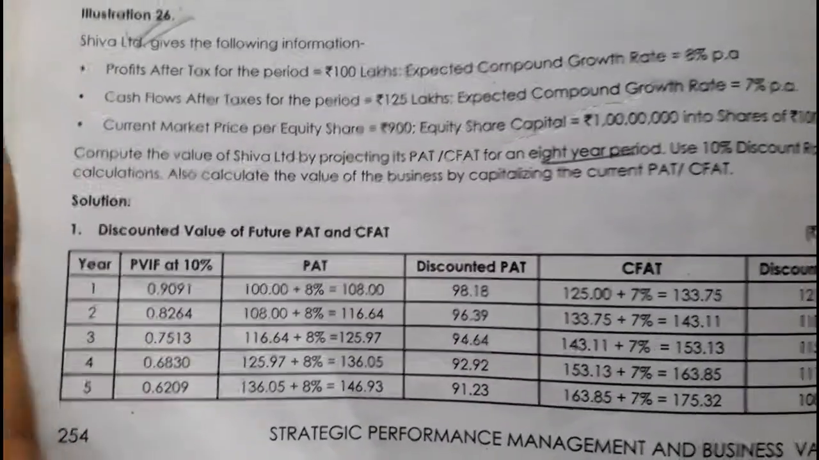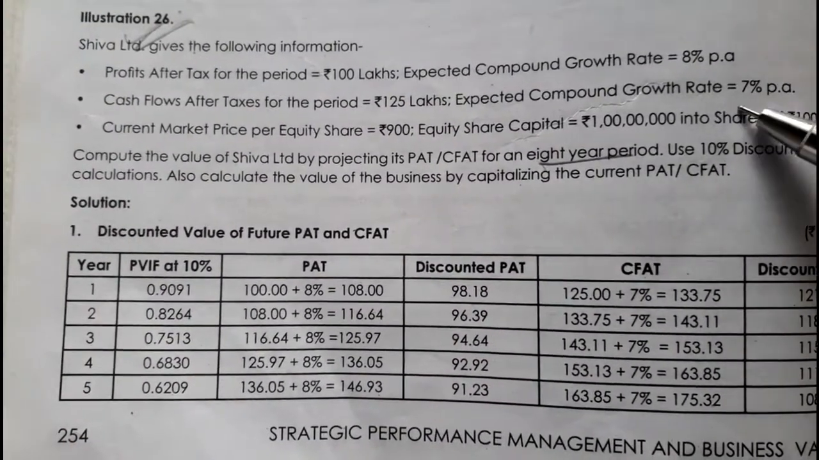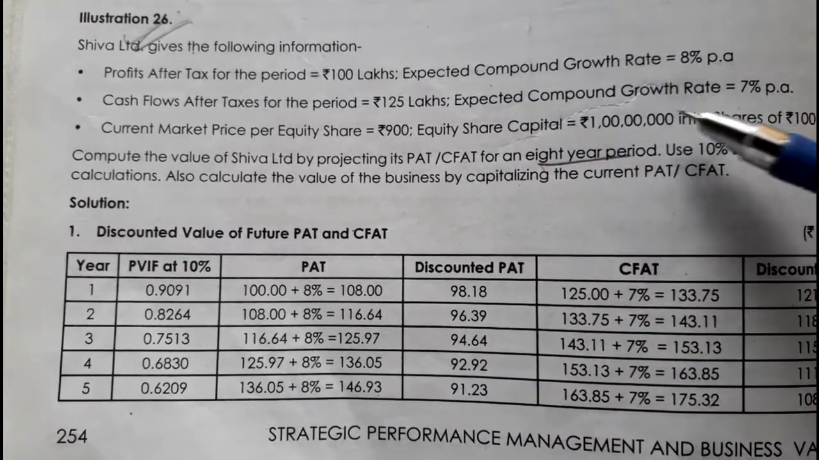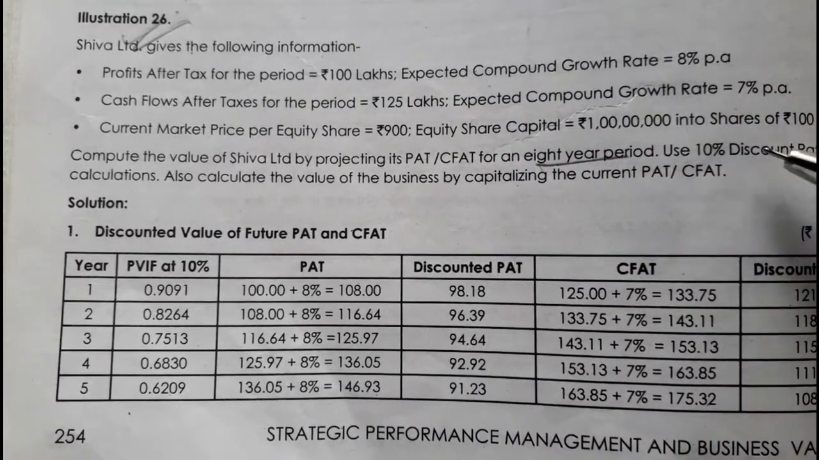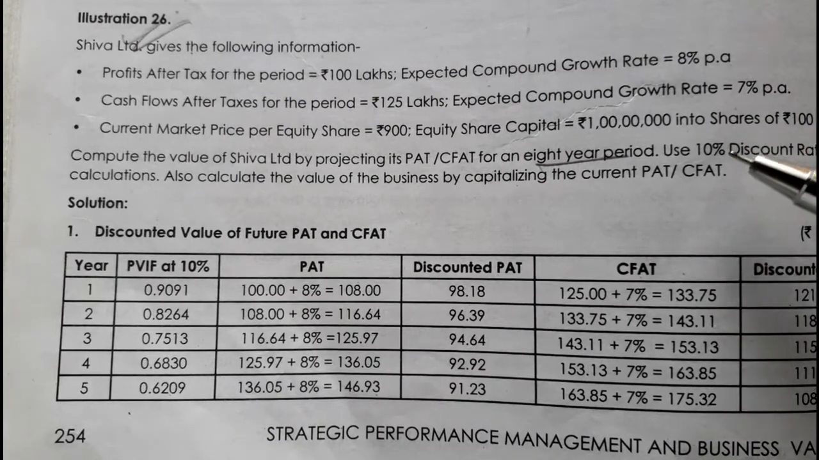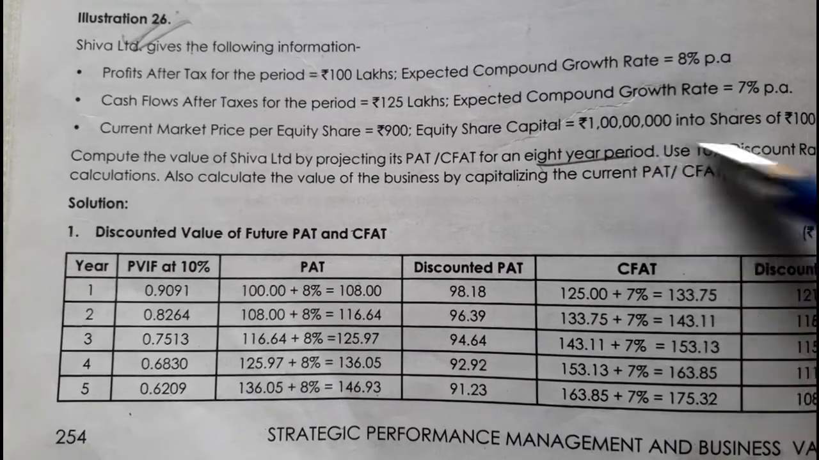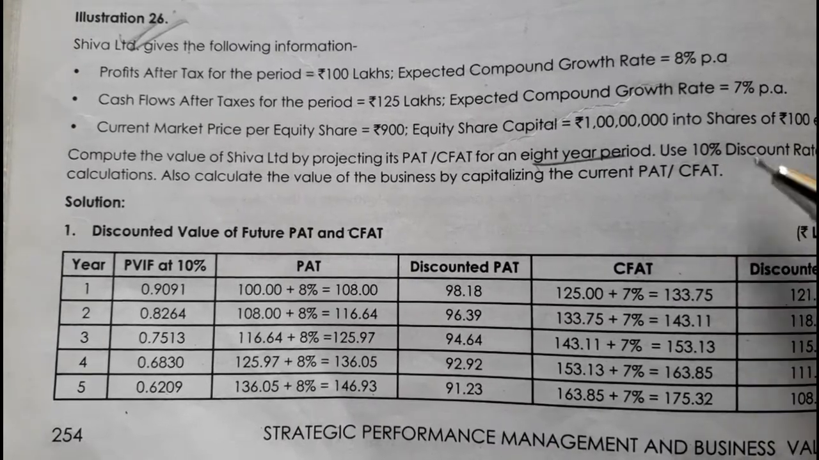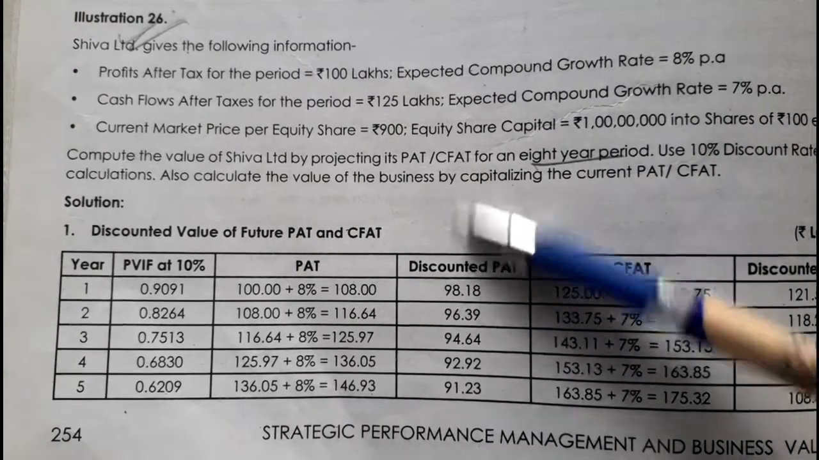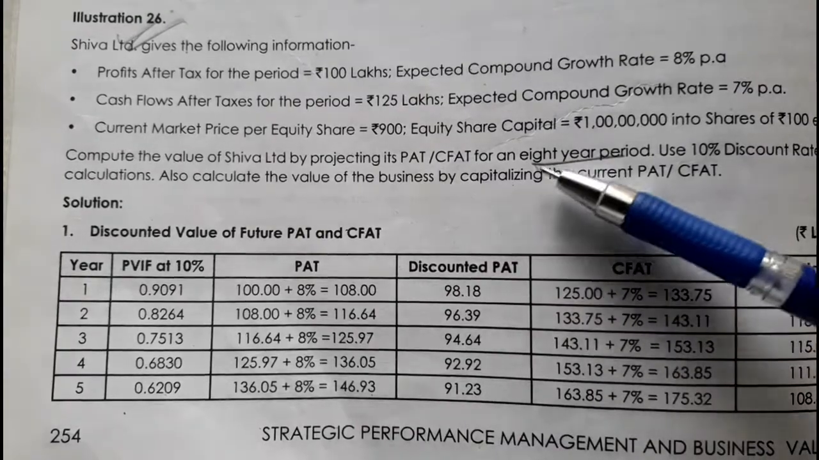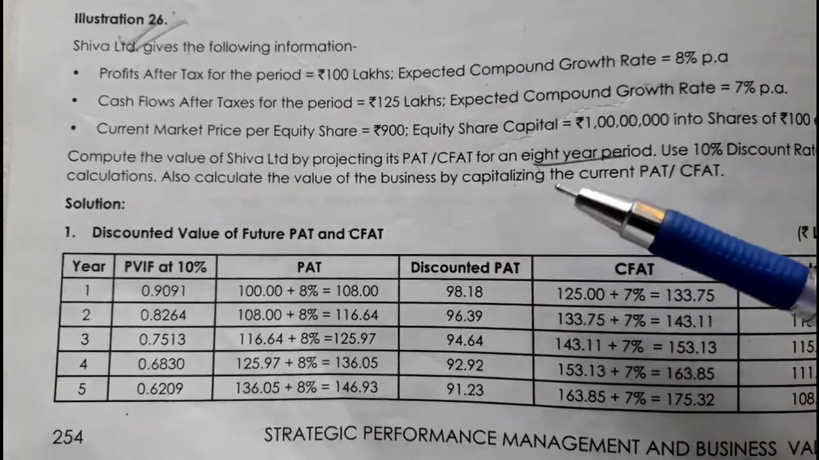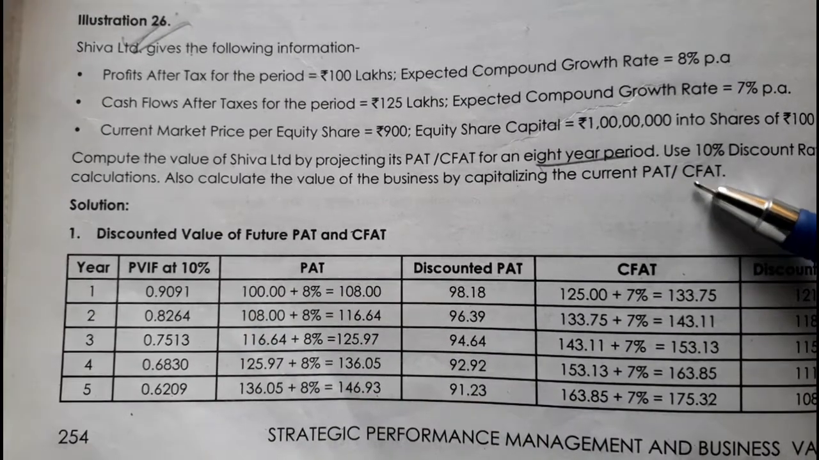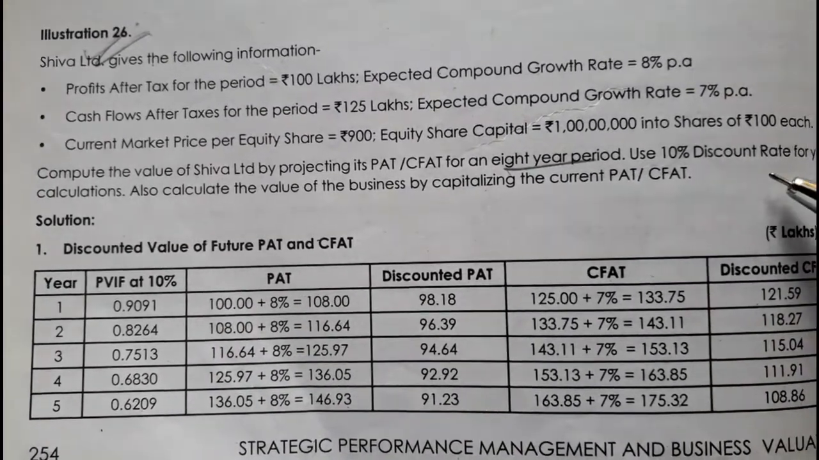Here also the growth rate is different, that is 7%, and MPS is provided as 900. Equity share capital is 1 crore in shares of 100 each. That means there are 1 lakh shares, 1 crore divided by 100 each. Now we have to find the value of business for the 8-year period using a 10% discount rate.